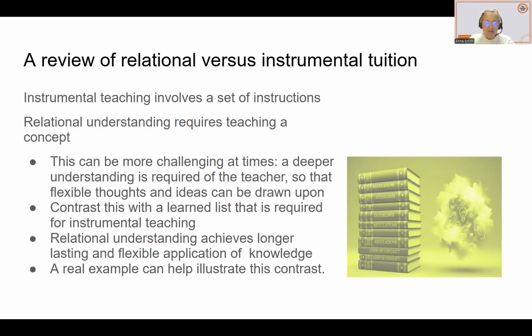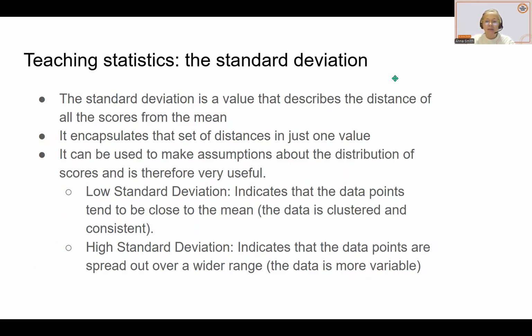And if you contrast that with a learned list that is required, that's instrumental teaching. So you can see that a learned list doesn't really require much flexibility. You will literally go through each step and there won't be much flexibility or creativity, but equally, there won't be a lot of meaning gained from this list. Relational understanding achieves longer lasting and flexible application of knowledge. And a real example might help you see how useful this can be, and it might help to illustrate the contrast. So I've got a real example here.